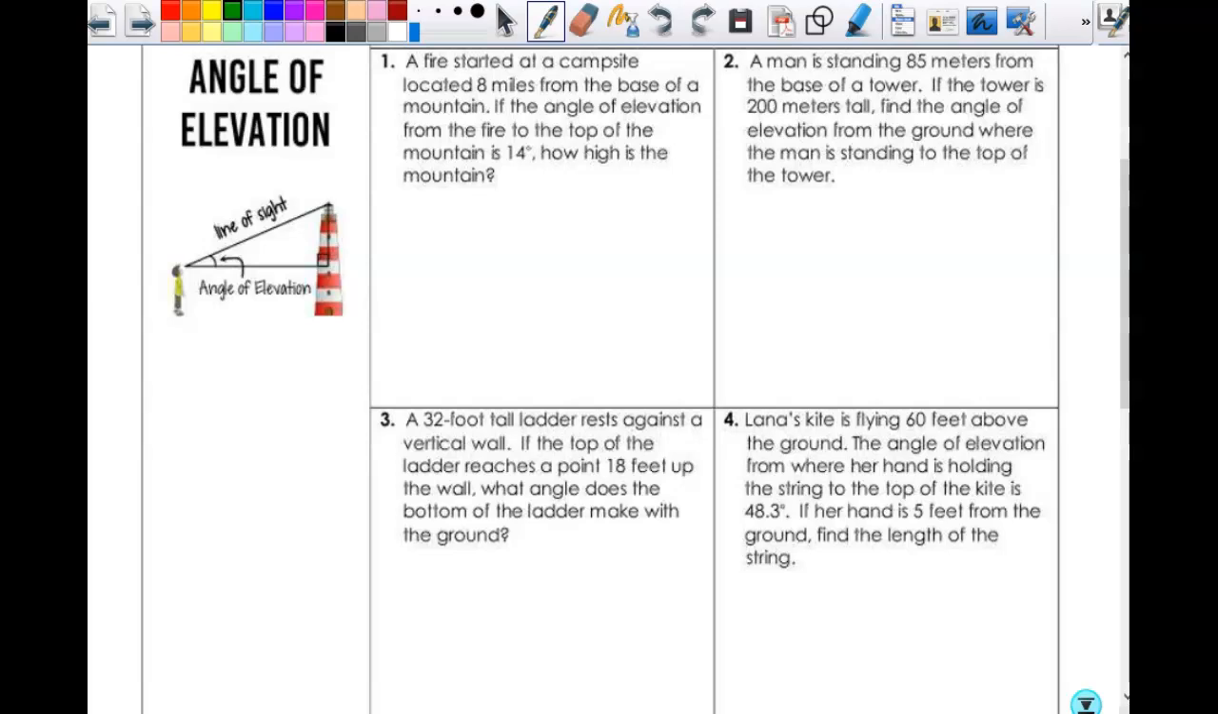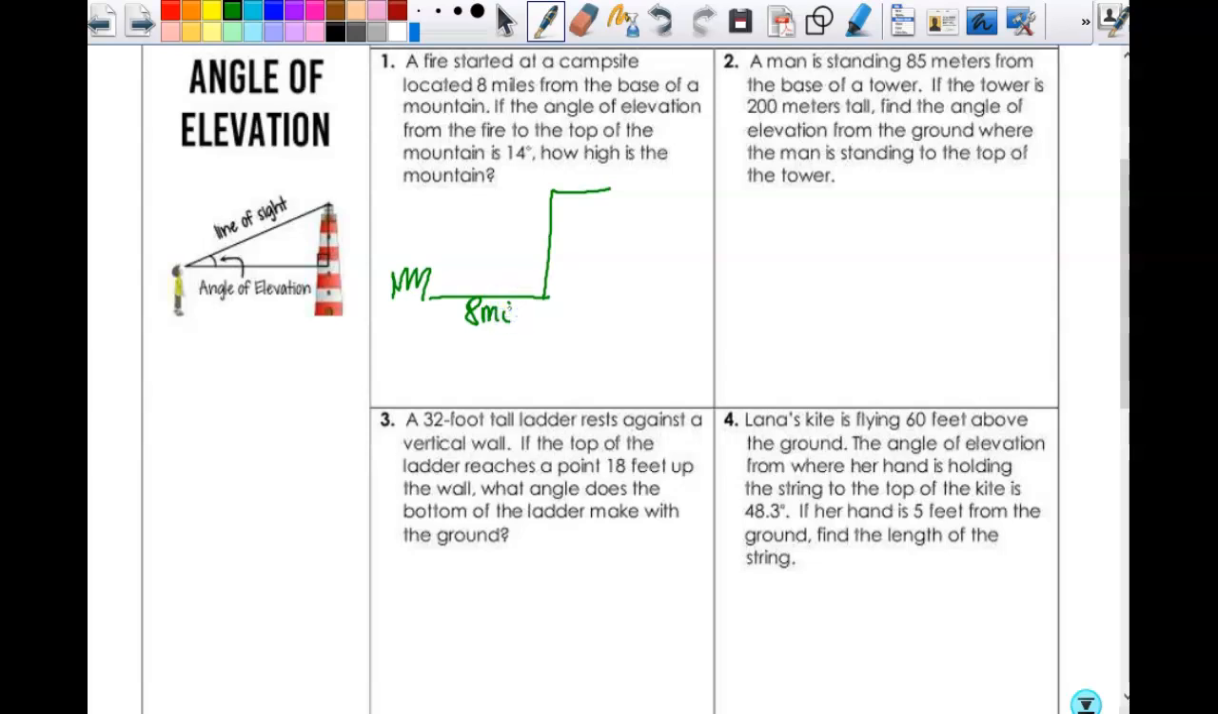So if we have a fire, so a fire started. So here's my fire. Okay? So there's the fire. It is located 8 miles from the base of a mountain. So here's my mountain. Okay? Whatever the mountain looks like. It doesn't have to be a fancy mountain. It's 8 miles from the base of the mountain. So there's my 8 miles.